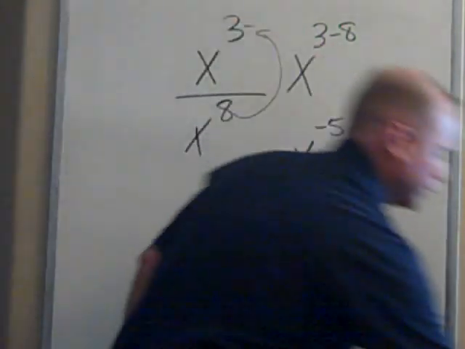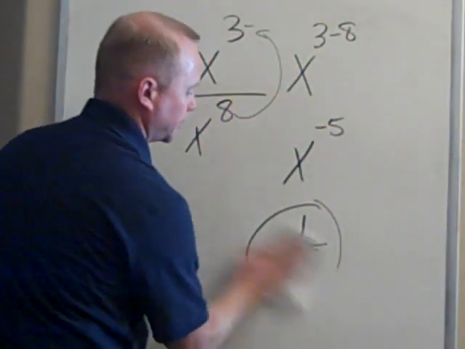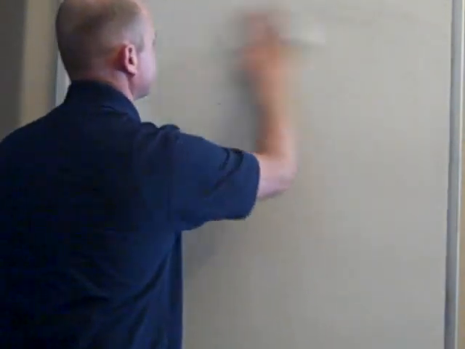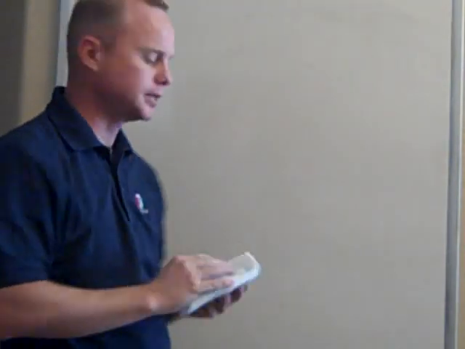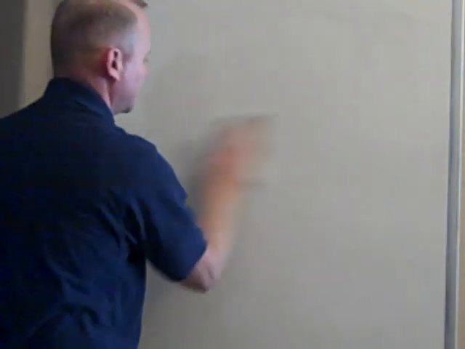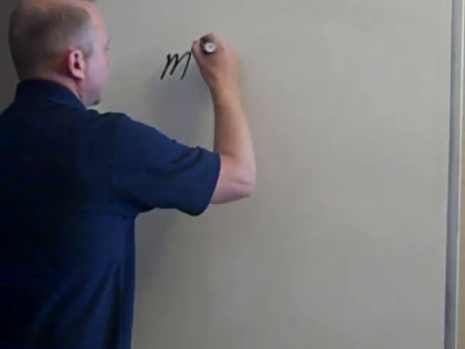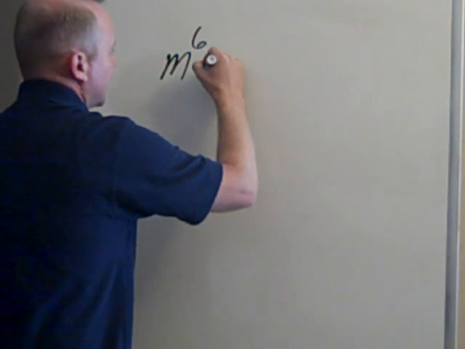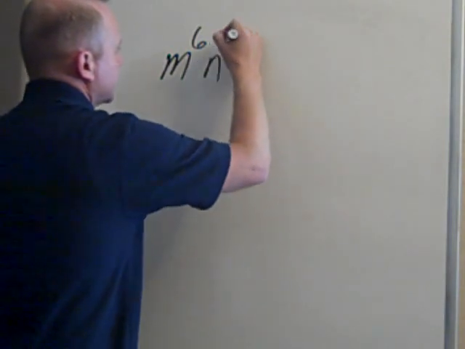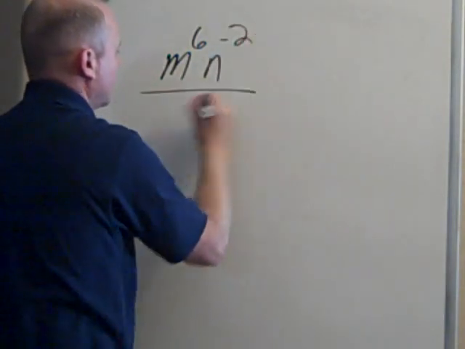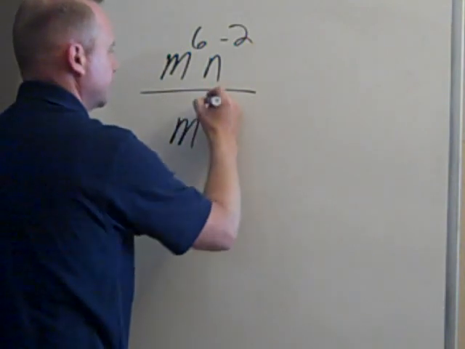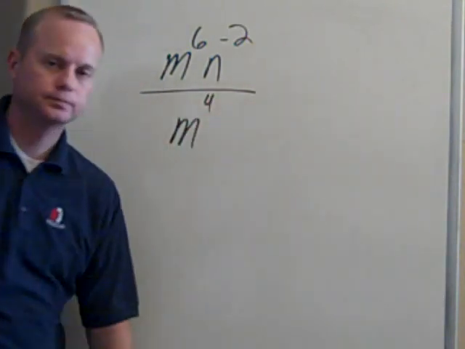All right, now let's look at combining a couple different properties together. Remember, they have to have the same base on it. If they don't have the same base, then it will not work. All right, so let's look at one that we've got m to the 6th, n to the negative 2, all over m to the 4th.